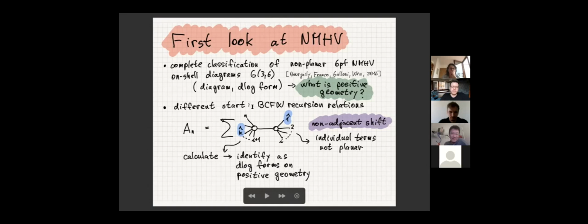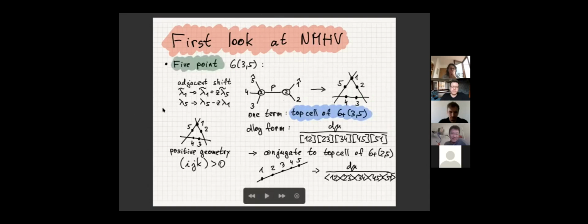Okay, so we will do a different start here. We do the BCFW again, but we do non-adjacent shifts. So we don't shift n and 1, but some 1 and k. And we will calculate these terms, very straightforward, and we will identify them on the D-log form on some positive geometry, which will be related to these positive geometries of points on free lines, but it will not be ordered. There will be some changes. Yeah, we will see.